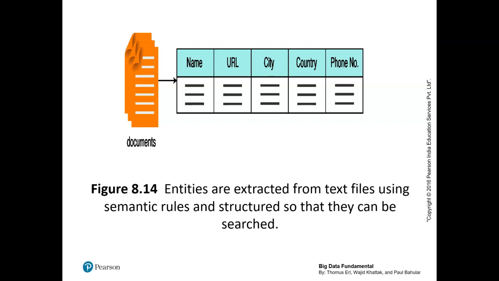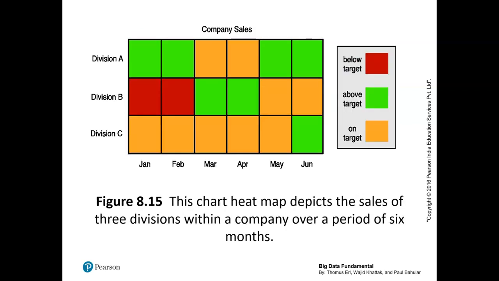So binary JSON format. Now, another most important thing is the heat chart, here the heat map chart, and it depicts the sales of three divisions, division A, B, and C, categorized with different colors, and the data is from January to June, for 6 months. The red color means the target is below, the green is above the target, and the third color, orange, is on the target, right?